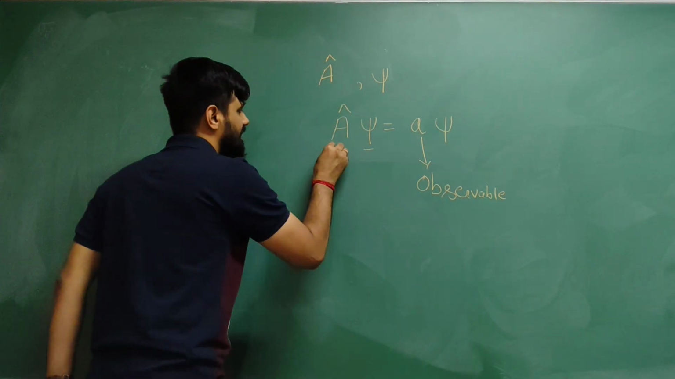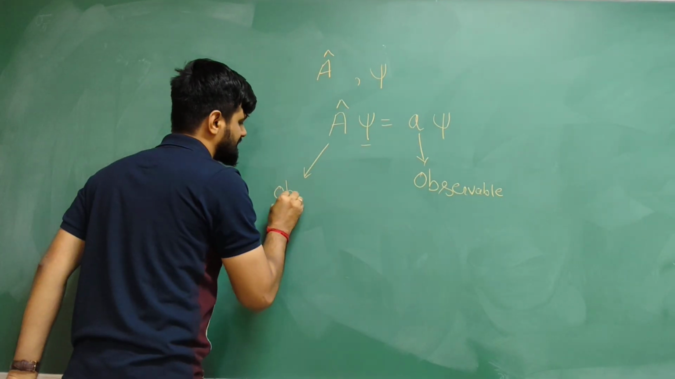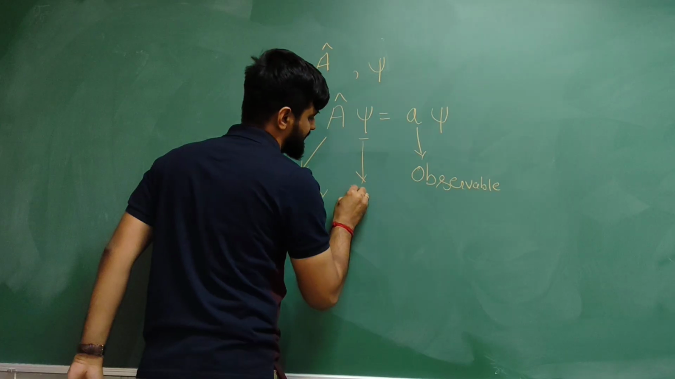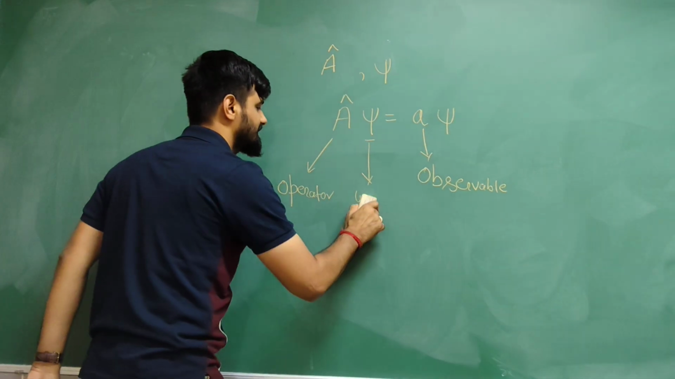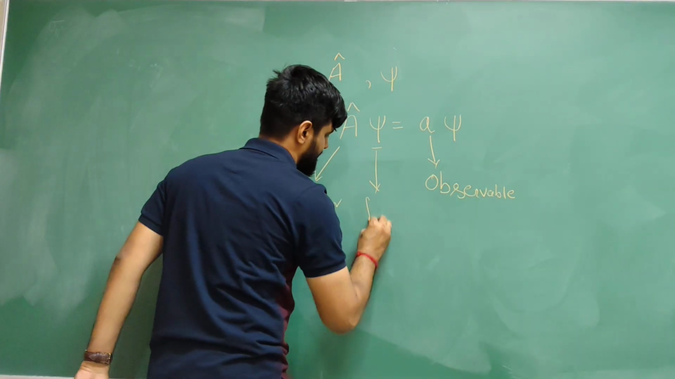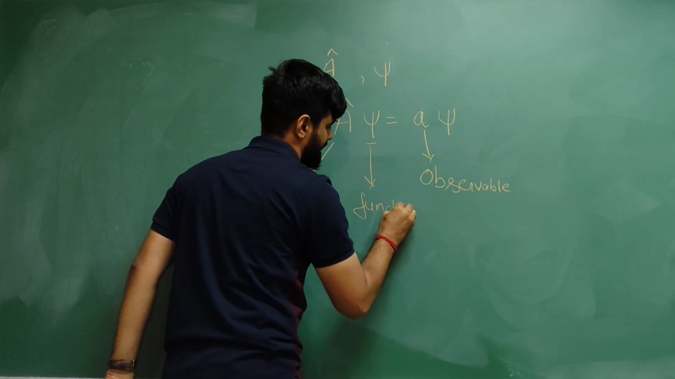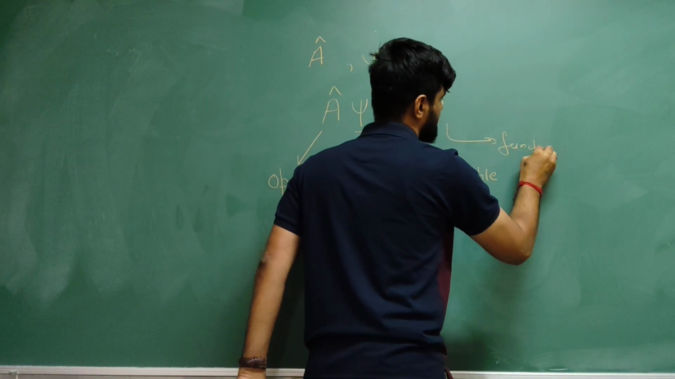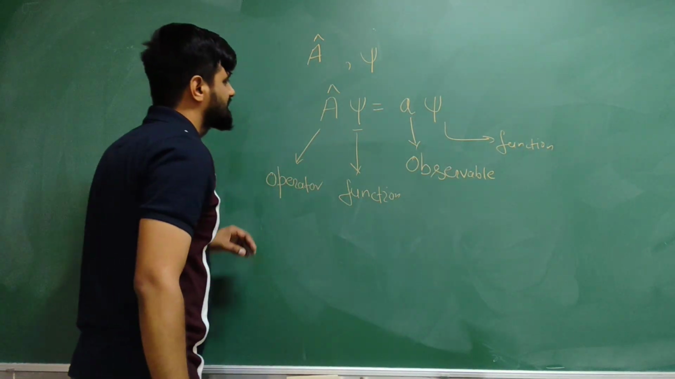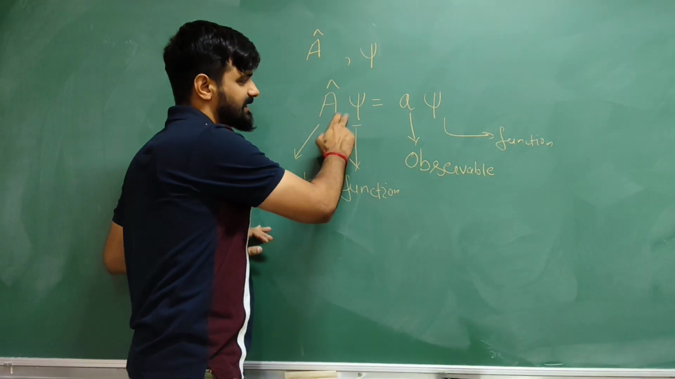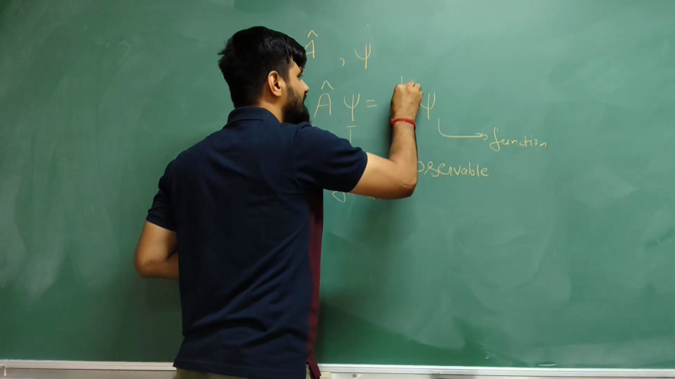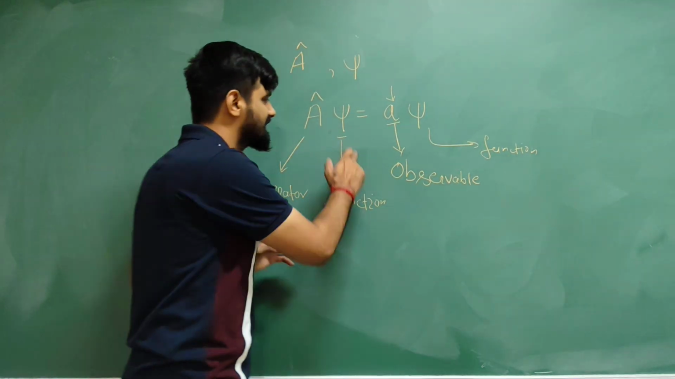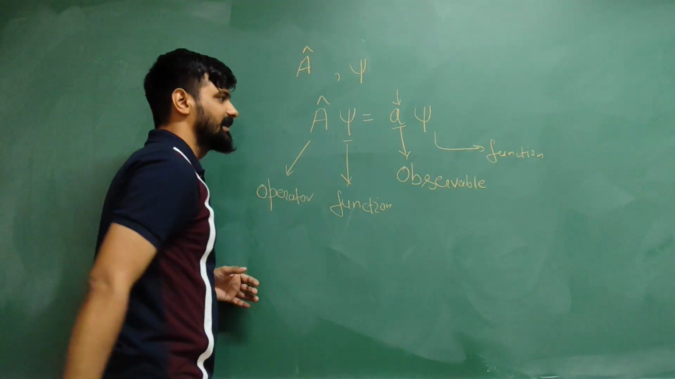A will be your observable. A is your operator, and here is a wave function, or let's just assume this is a function. And it will give you the same function. It's very important to understand this. The operator is operating over a function, giving you a particular value, and this will be the observable. That means you want to measure the value of this observable using this wave function, and then again it will give you a function.